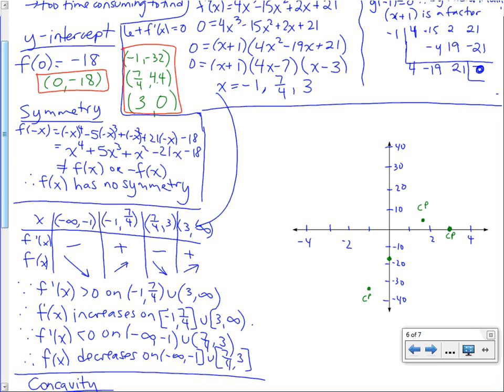And then, again, you could label all these with the coordinates as well. If it was a bigger grid, I probably would. I just don't want it to get too crowded.